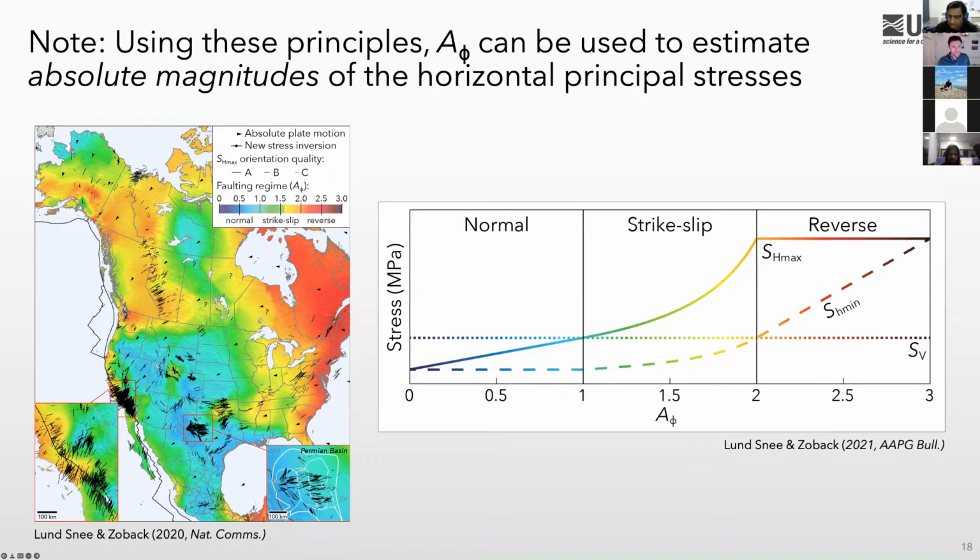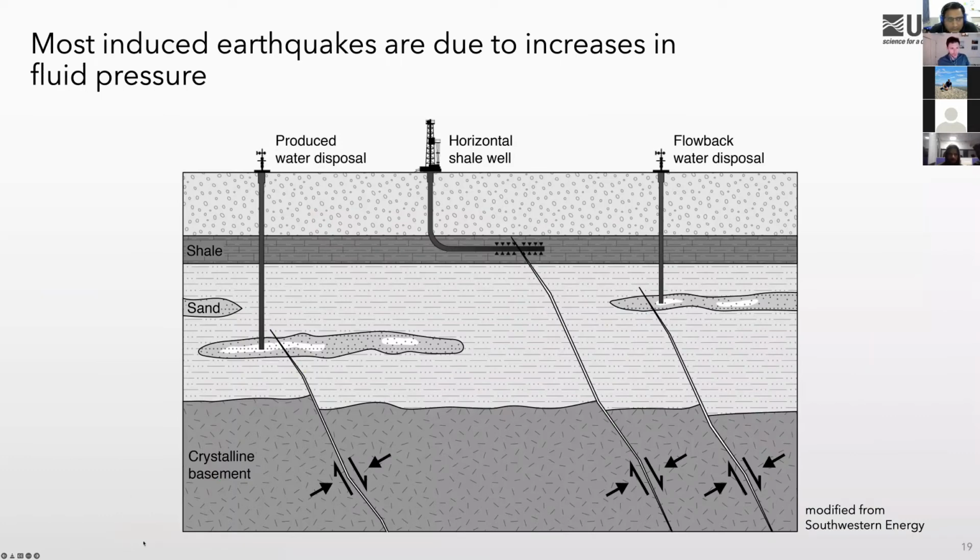Okay. Now back to induced seismicity. This is the general framework for how most induced earthquakes occur. Most induced earthquakes are triggered by increases in fluid pressure. This is for the oil and gas context, but it could be applied to geothermal as well, or carbon capture and storage. Water produced along with oil and gas is typically very toxic. It needs to be disposed of in some way, and usually the easiest way to do that is to re-inject it deep, well below the drinking water aquifers.